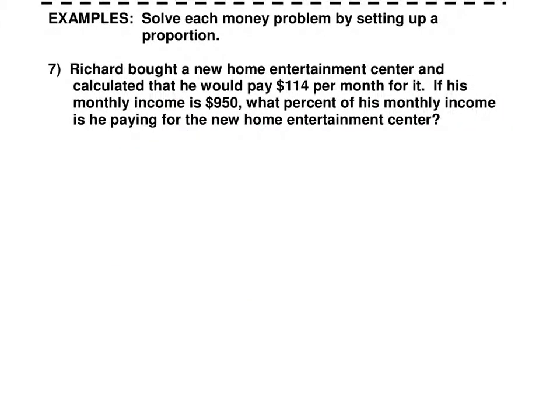All right, so example 7. We're going to use a proportion again to solve. So Richard bought a new home, calculated that he would pay $114 a month for it. If his monthly income is $950, what percent of his income is he paying for the new center? So remember, our proportion is percent over 100 equals part over the whole.